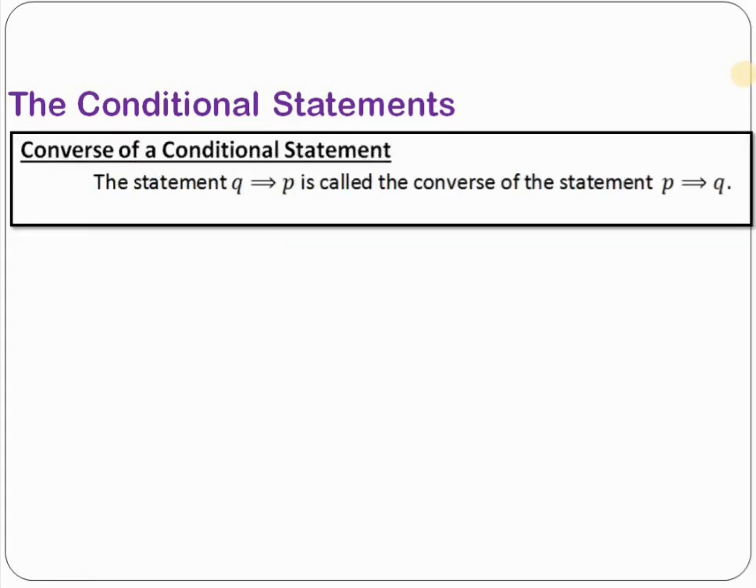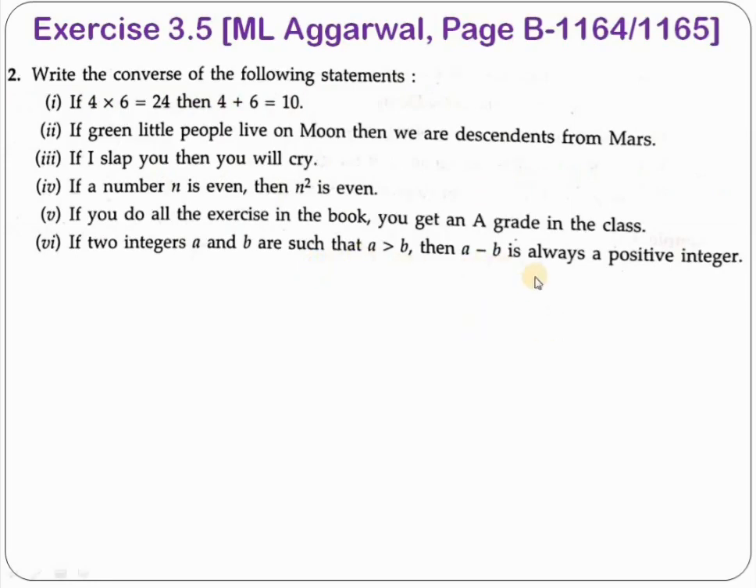Okay, so having understood the first conditional statement, that is P implies Q, now let us move on to the next kind of conditional statement, and we call it converse of a conditional statement. So in this, there's a statement given to you, a conditional statement, that is P implies Q, and the converse is represented as Q implies P. So Q implies P is the converse of P implies Q.